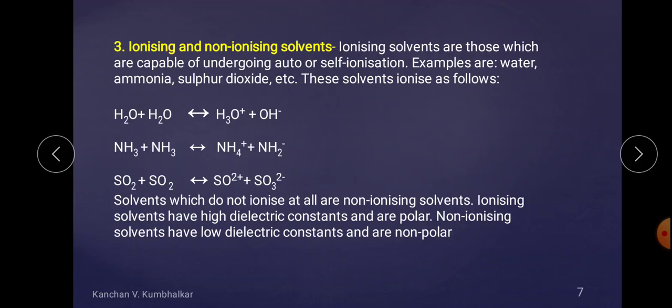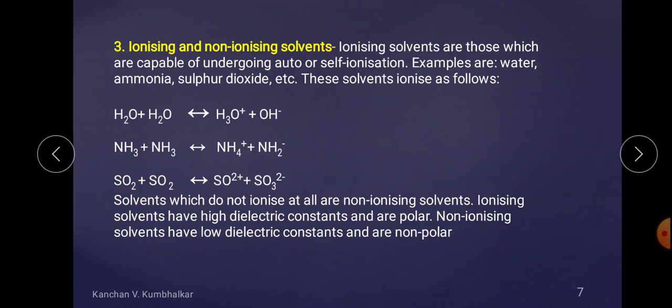Next one is the ionizing and non-ionizing solvents. Ionizing solvents are those which are capable of undergoing auto or self-ionization. Self-ionization and auto-ionization mean what? The species gives two different types of ions, one is the cation and another is the anion, and this is a self process. There is no requirement of any external force. So by a simple method they exist in two ionic forms, cationic as well as anionic.